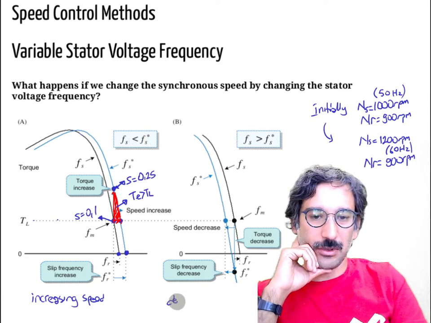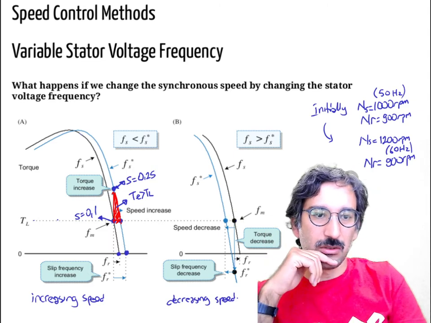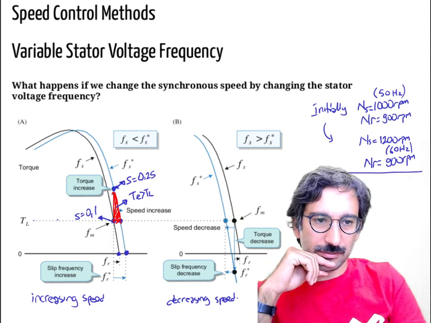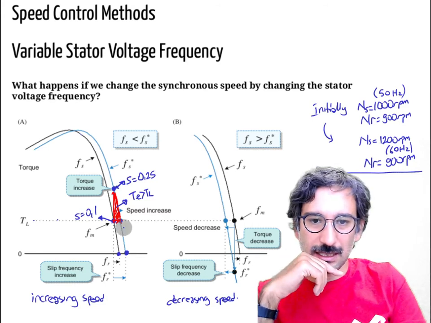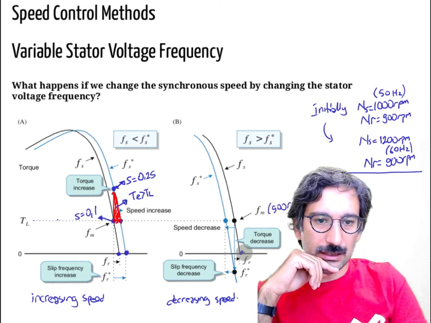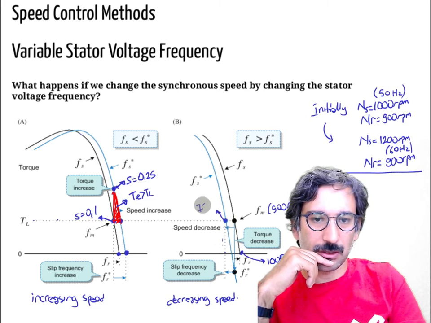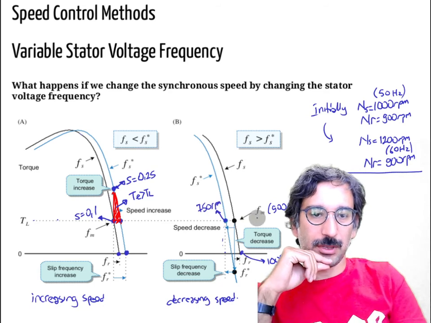So in the second example, we see the decreasing speed, and you have more options there. In this case, let's say initially again you were running at 900 RPM, and the synchronous speed, let's say it was 1000 RPM. Then you want to reduce to, I don't know, 750 RPM. Yes, you want to reduce to 750 RPM.